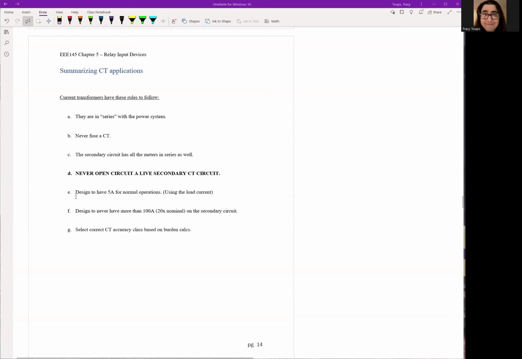Okay. Designed to have 5 amps for normal operations. So look at your low current, design your CT ratio for 5 amps. Make sure you never go above 100 amps in a fault condition. So look at your fault current. Just make sure that you don't ever see 100 amps. Otherwise, you're going to damage the CT. And lastly, select the correct CT accuracy class based on the burden counts we talked about earlier. So you pretty much do these, and that's 90% of all CT design we do in the power system.